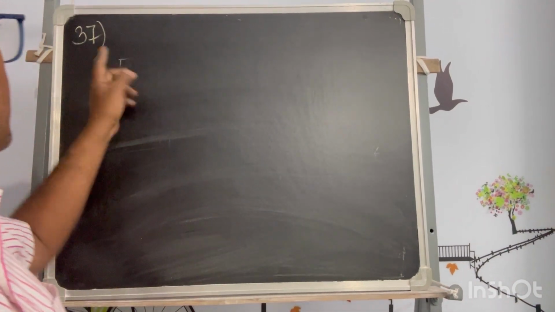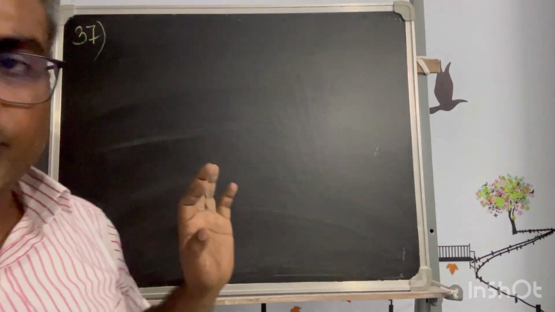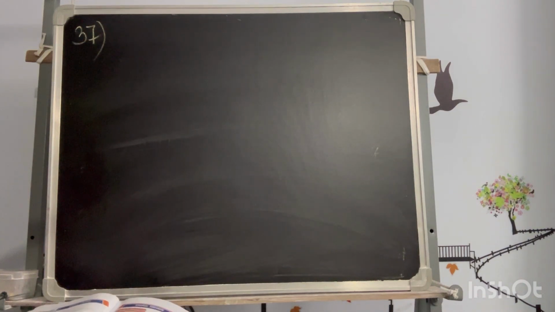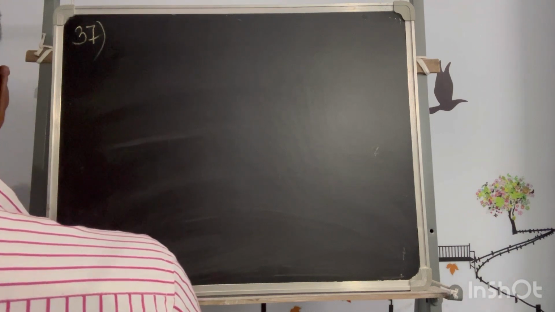As you see, I have already written on the board. I will start from number 37. So the number 37 of binomial series, the first of its kind is the fourth term expansion of this 52.